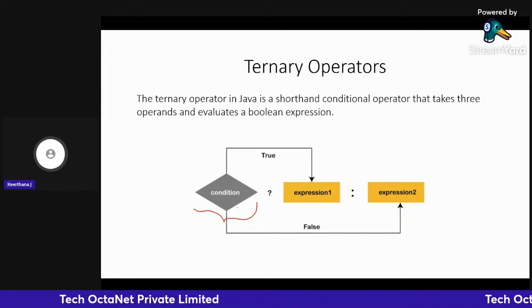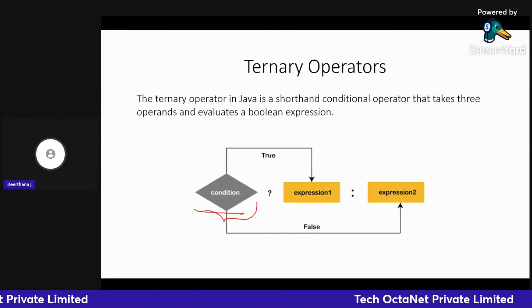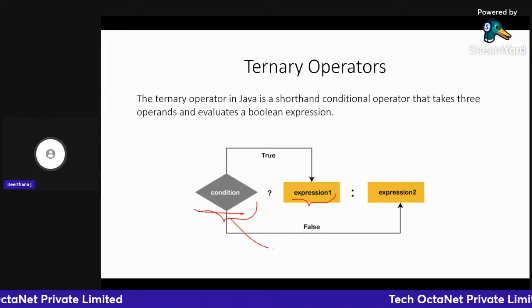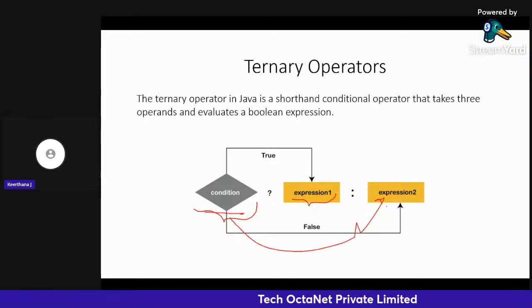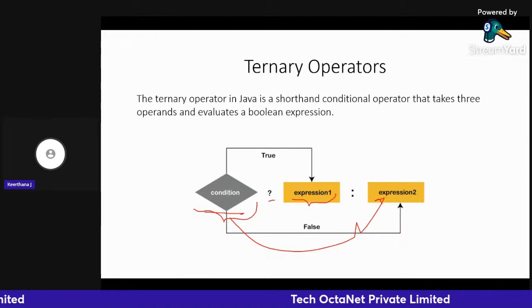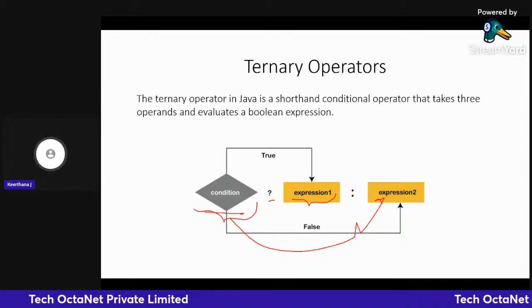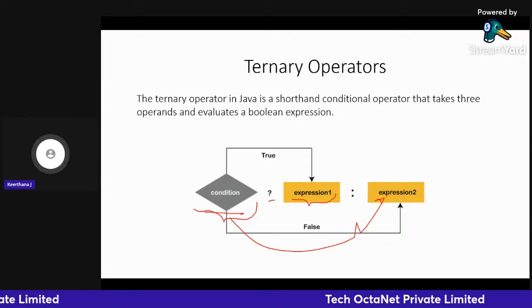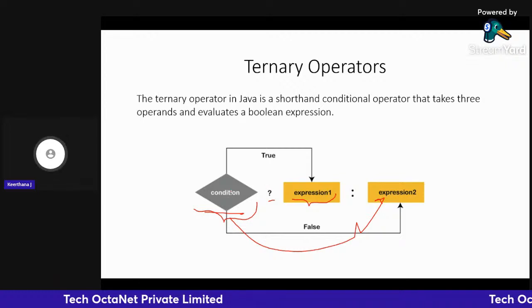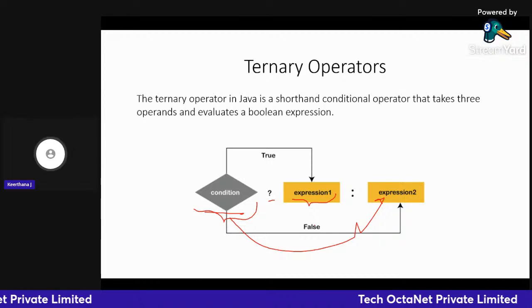Some condition will be given here, and if this condition is true, then the expression present over here will be executed. If this condition is false, then the expression which is here will be executed. We'll be using a question mark and a colon. The question mark represents whether this condition is true or false. If it is true, then expression 1 will be executed. If it is false, expression 2 will be executed. The purpose of calling it a conditional operator is that based on the true or false result of this condition only, the further steps will be calculated.